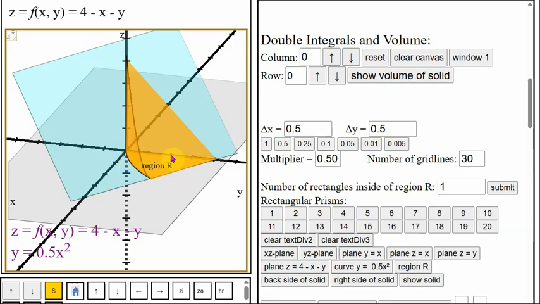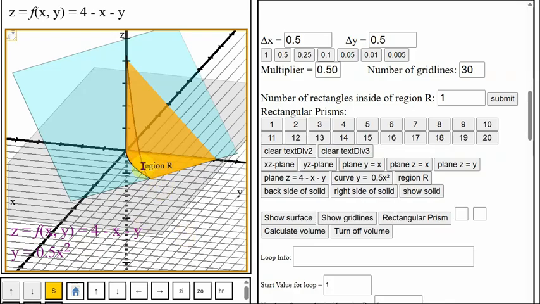So from here to here is 4, and then from here to here is 2. And so this point right here is the point x is 2, y is 2, and z is 0. And then notice that this line right here crosses the y-axis at 4, and then it crosses the x-axis at 4. And therefore the equation for this line will be y equal to 4 minus x.